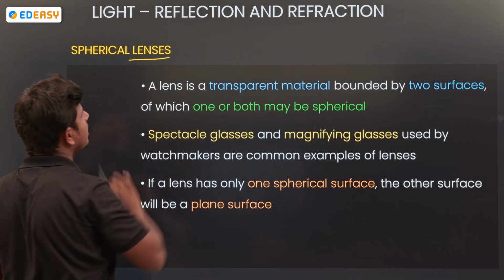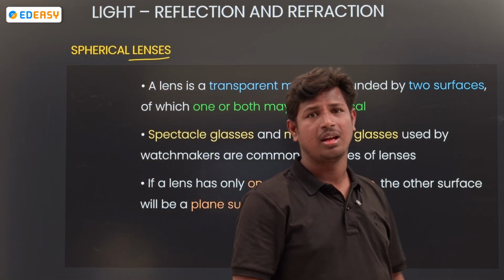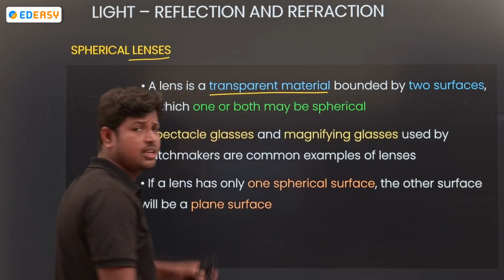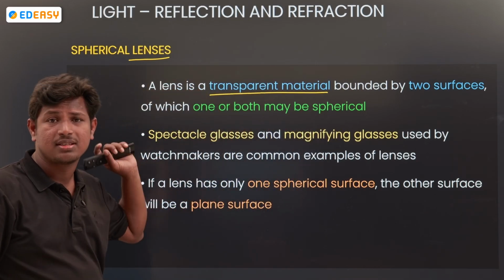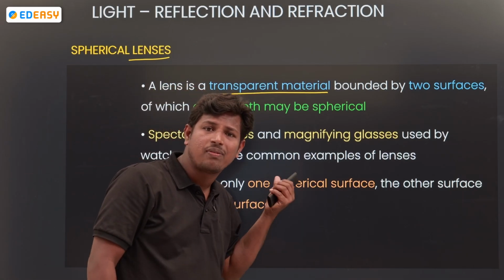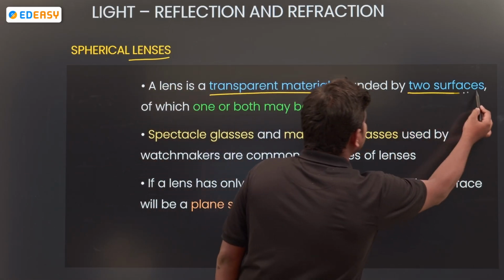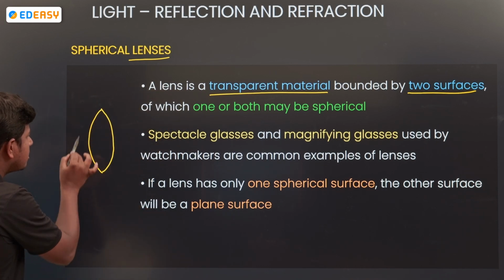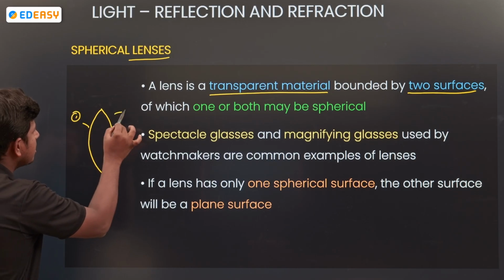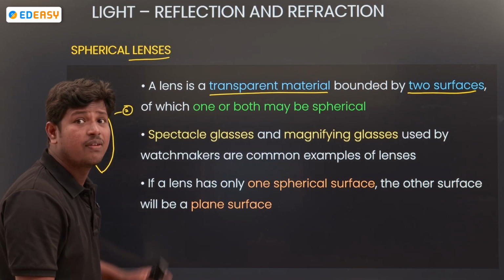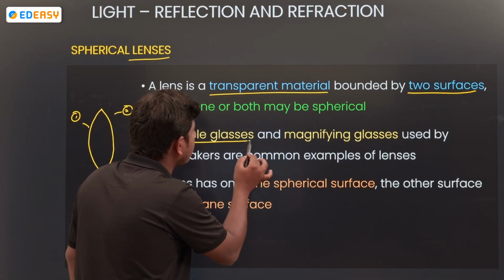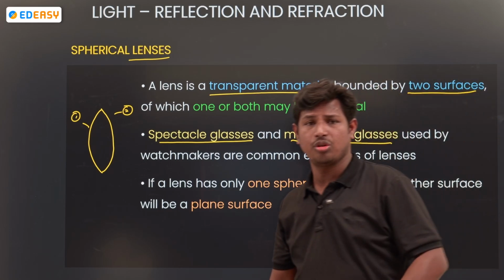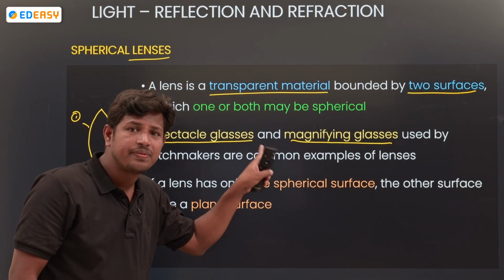Next topic, spherical lenses. A lens is a transparent material. We can see with the help of lenses only. If anybody has any defect, with the help of lenses only we can see. How many faces does it have? Two surfaces. I am taking a biconvex lens. This is one refracting surface and this is another refracting surface. It is used in spectacles, glasses and magnifying glasses. In a telescope and microscope, we use these lenses.